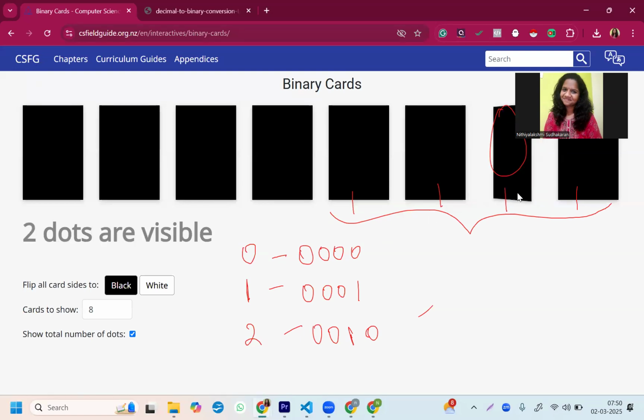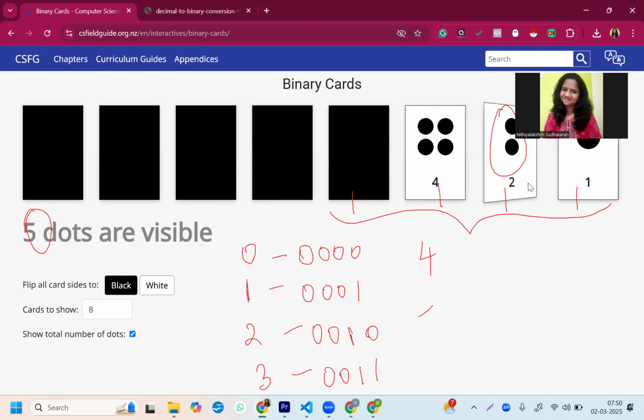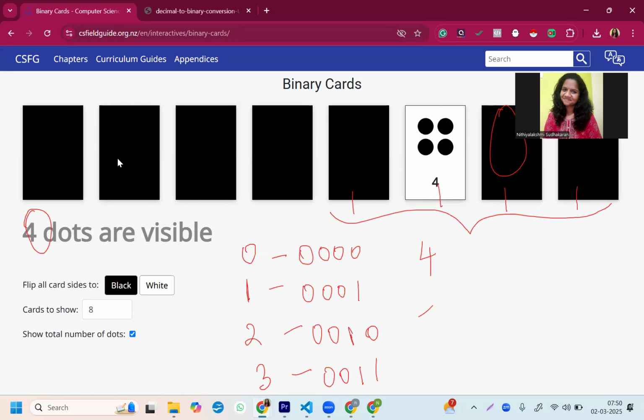Now we need 3. To have 3, I'm opening the last 2 cards, which is 2 dots plus 1, which is 3. Here you can see 3 dots are there, so the value is 3. So 3 is represented as 0011: the first 2 cards are off, then 1, 1. Then if I want to have 4, I can open the card with 4 dots and close the rest of the cards. 4 can be represented as 0100.